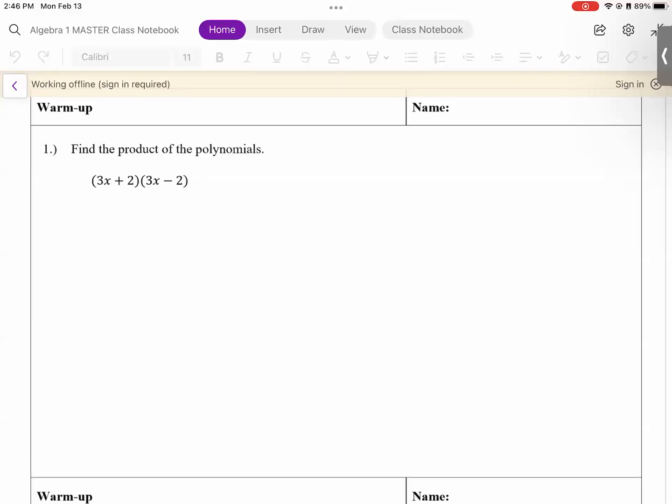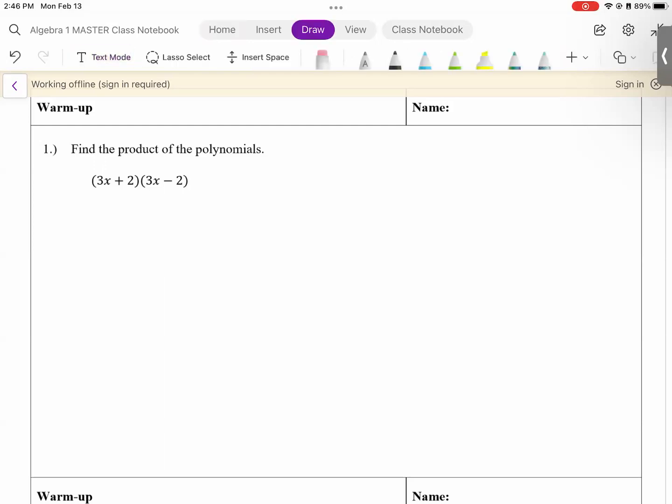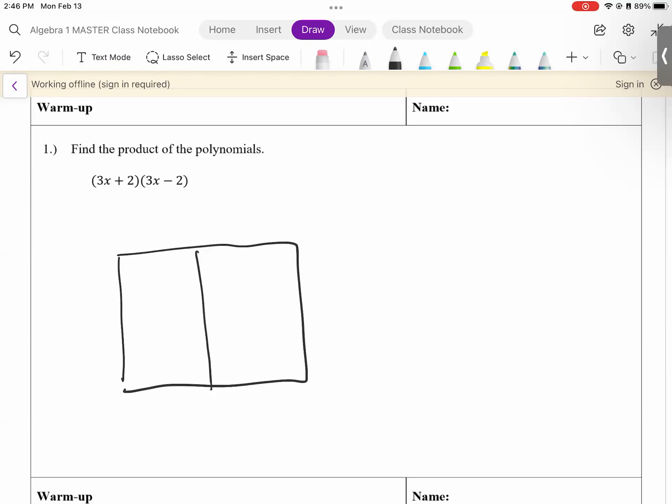All right, let's go ahead and get started and check your answer. Make sure that you follow along. We're going to find the product of polynomials. We got a 2 by 2, so I'm going to create a box that is a 2 by 2. I got 3x plus 2 on one side and 3x minus 2 on the other side.